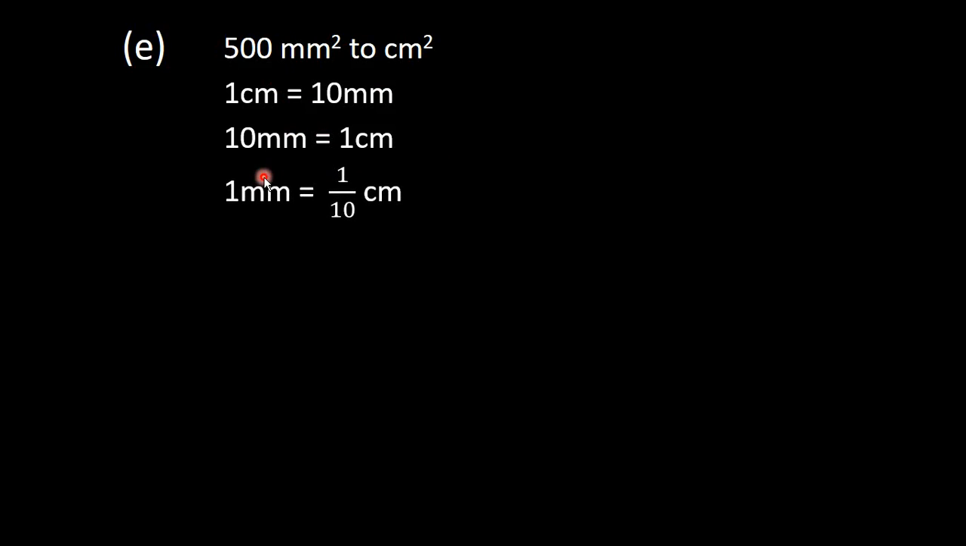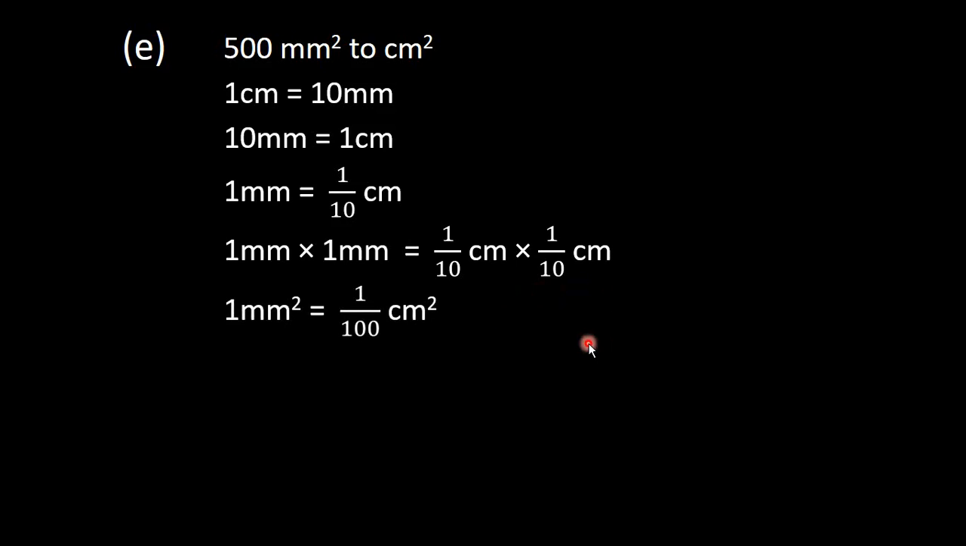Now, if I square both sides, squaring is multiplying a number by itself. Here I'll be multiplying 1 millimeter times 1 millimeter, and on this side 1 over 10 centimeters times 1 over 10 centimeters. That means 1 millimeter squared is equivalent to 1 over 100 centimeters squared. When you reach this point, you are on point.